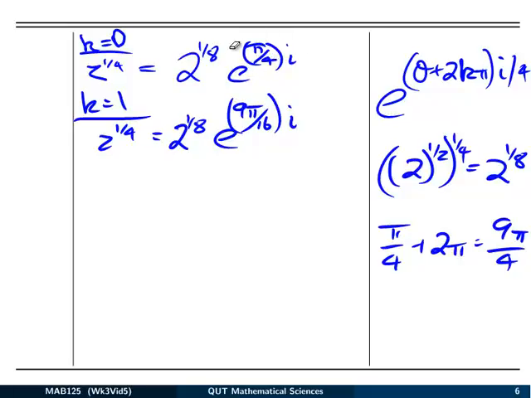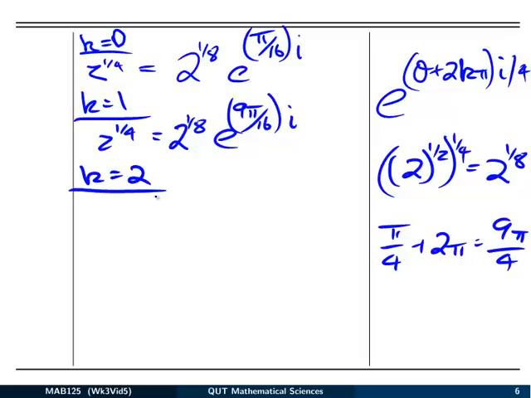I can see I've made a mistake up here. I've forgotten to divide this angle by 4. I've just got theta there, whereas it should be theta plus 0 i on 4. So that's going to be a 16 in there as well. So I'll just fix that one up. So it's pi on 16 i.